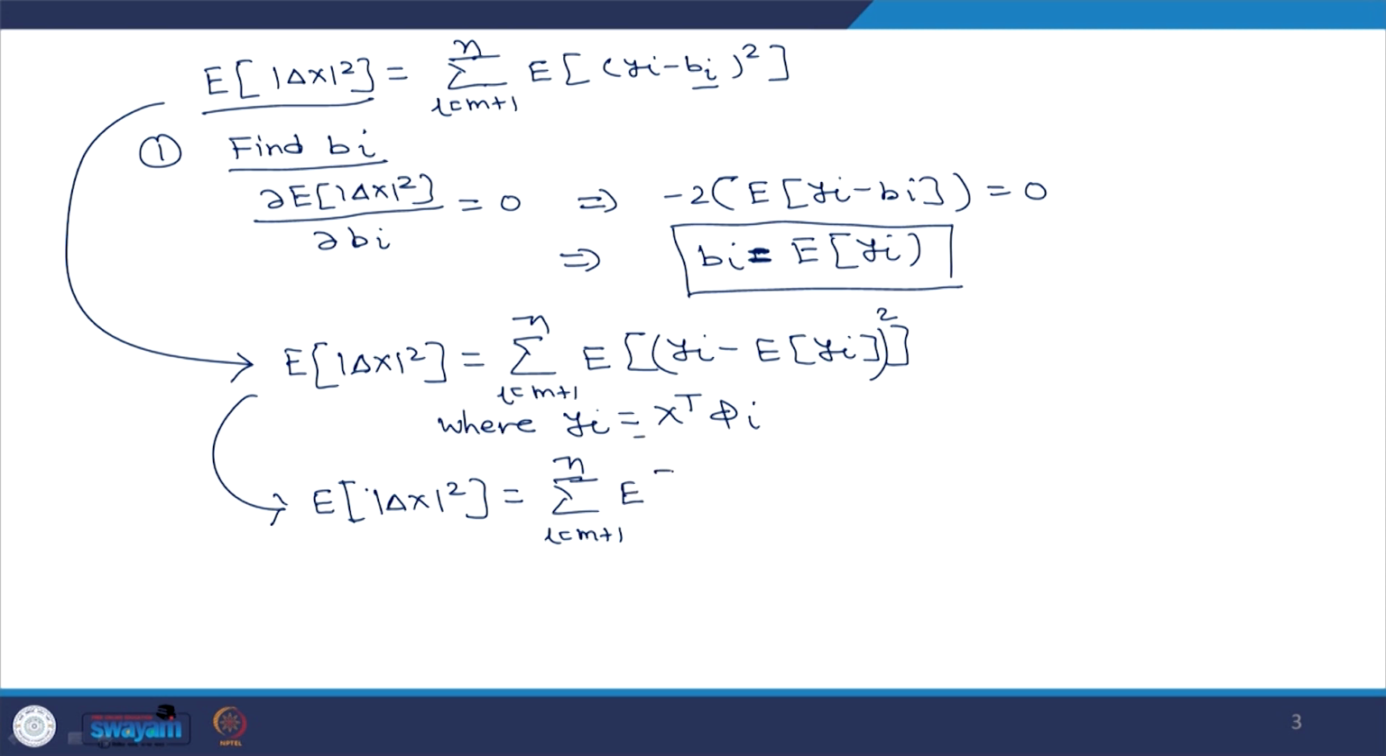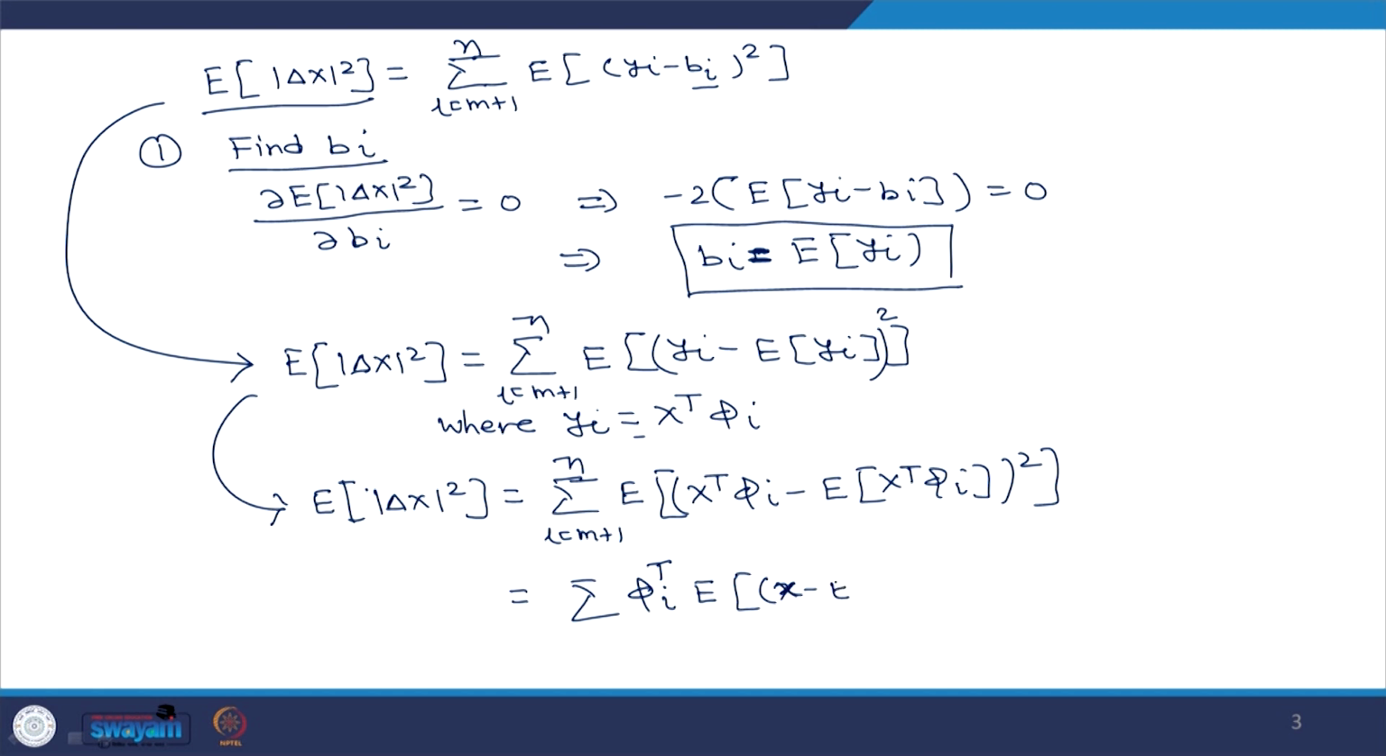So, E of (x transpose phi i minus E of x transpose phi i) and square of this becomes summation phi i transpose E times (x minus Ex)(x minus Ex) transpose and then phi i.